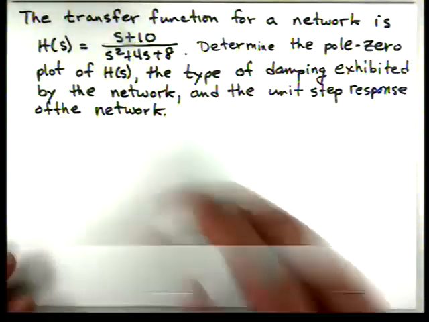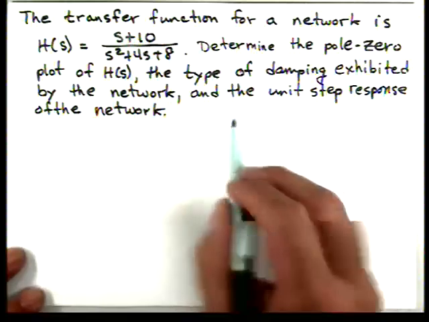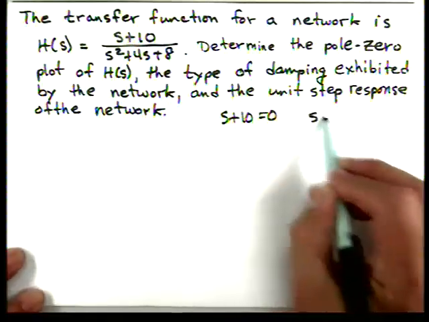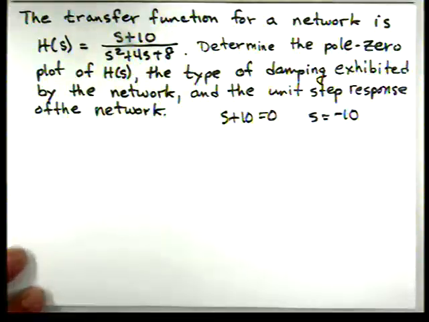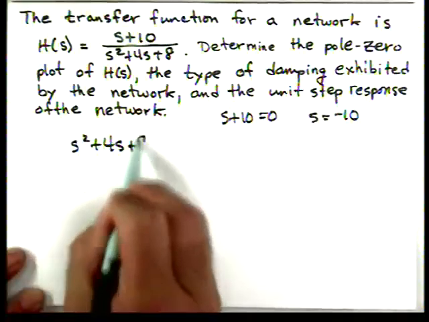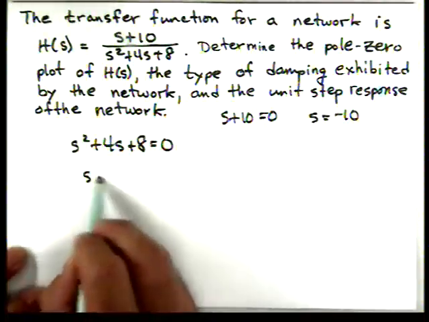first, zeros are associated with the numerator. So our numerator is s + 10. If we look at where that's 0, we have a zero at s = -10. And then for the poles, those are the roots of the denominator, and we need to use the quadratic formula.